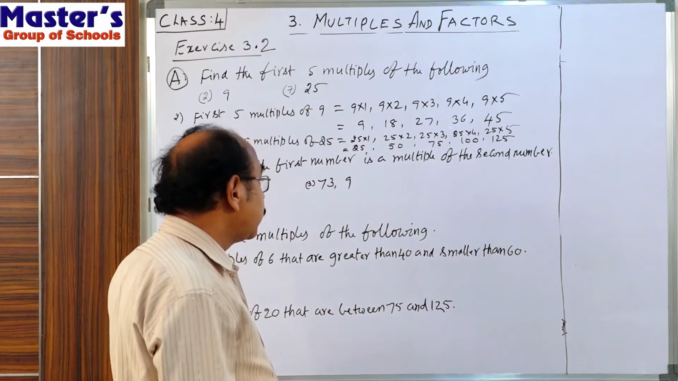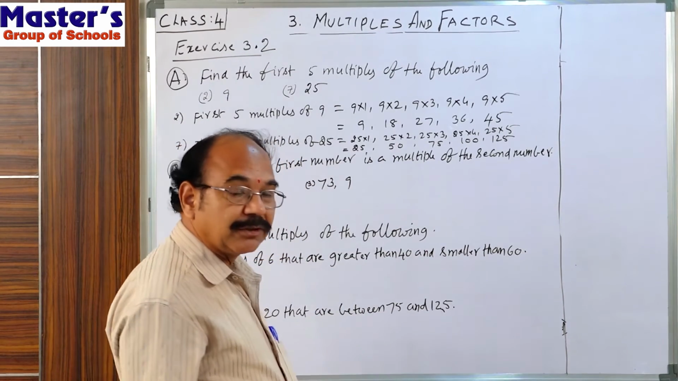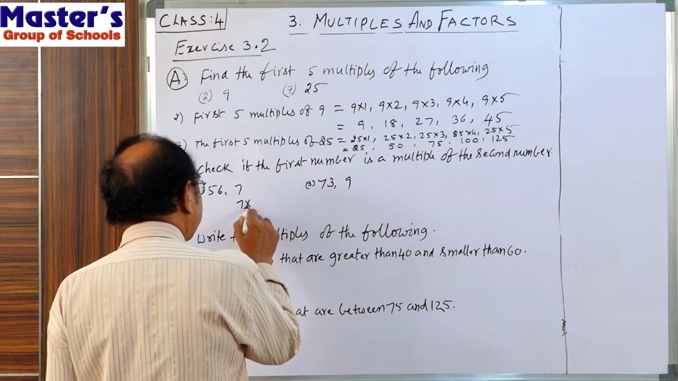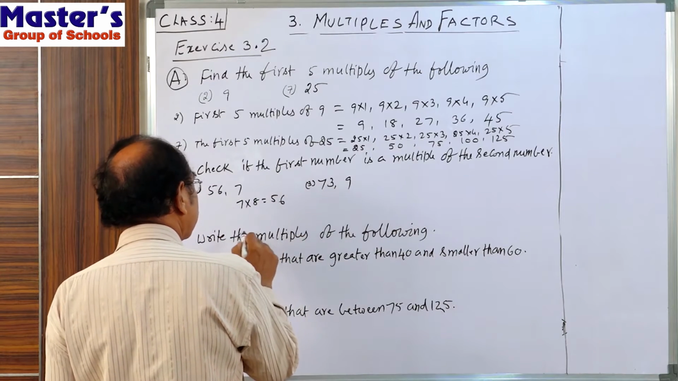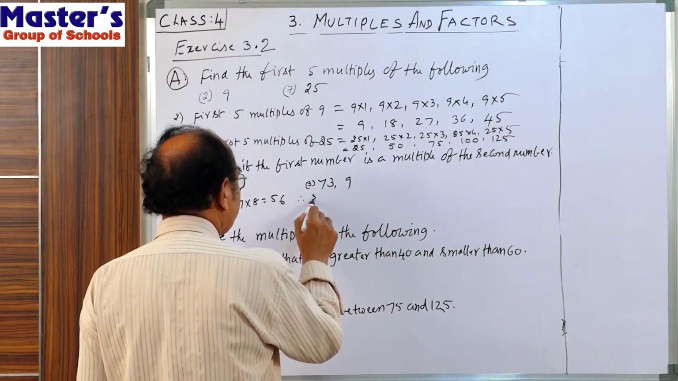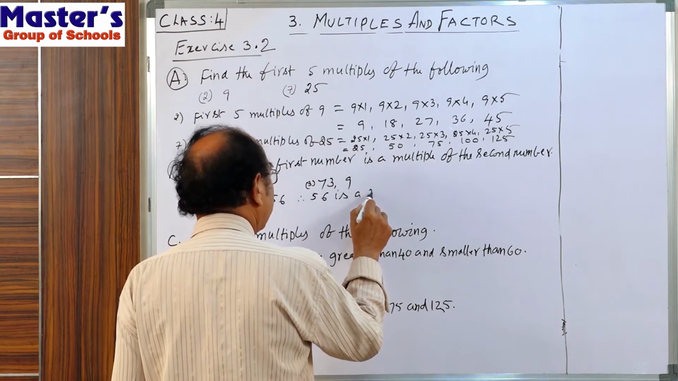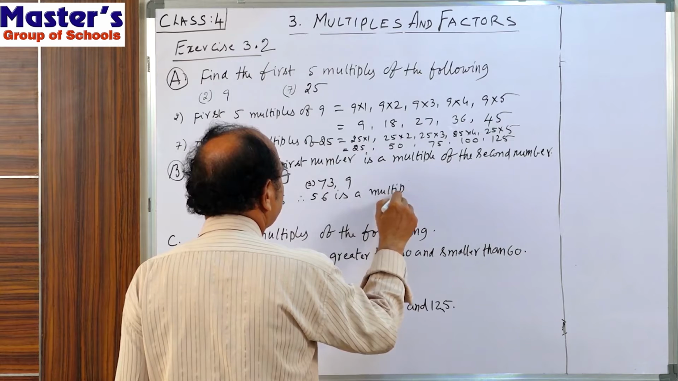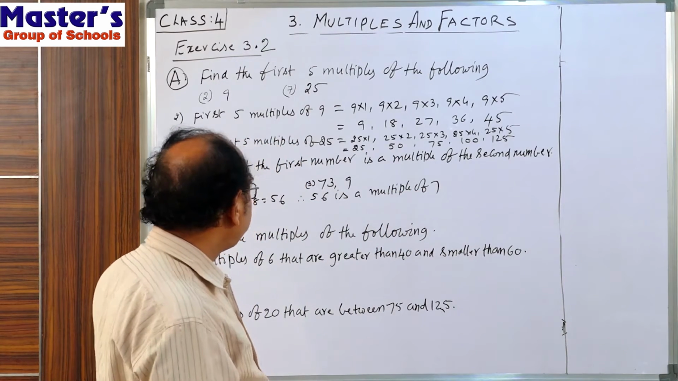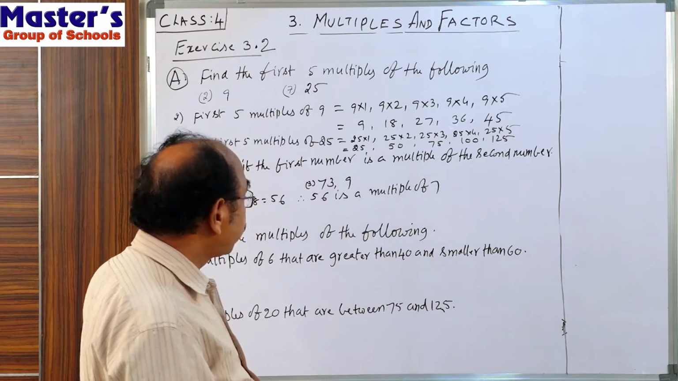Okay, children. Now you see, if you read the 7 table, 7 ones are 7, 7 twos are 14, 7 threes are 21, like that. 7 eights are 56. Therefore, what do we say? 56 is a multiple of 7. Why? Because 7 eights are 56. In reading the 7 table, you are getting 56. That's why we say 56 is a multiple of 7.